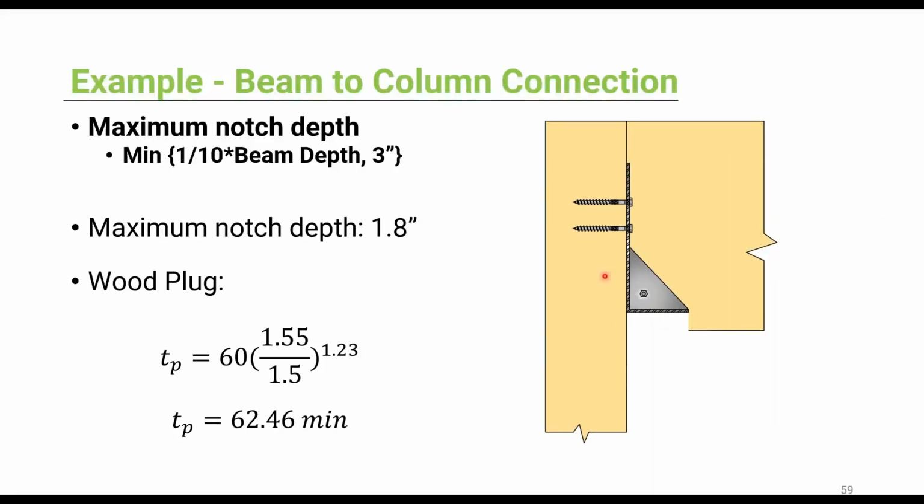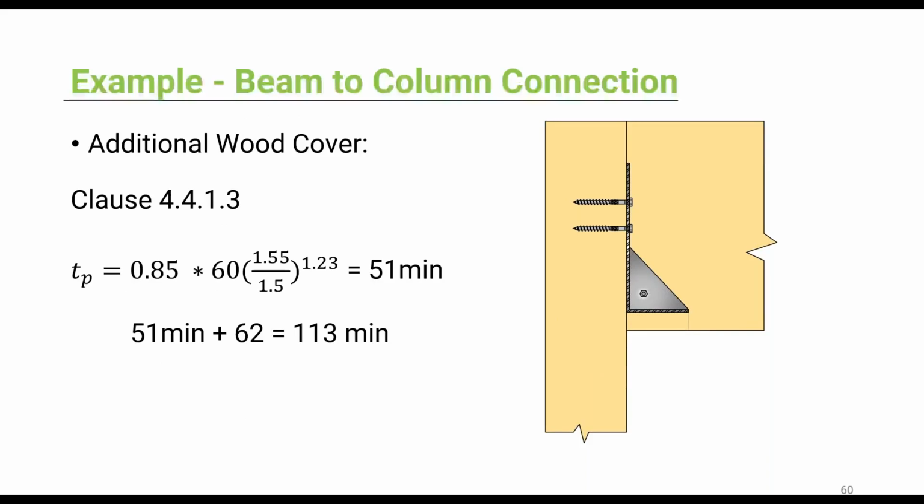So when you place your connector, you need a char cover at the bottom, and that's governed by the notch depth. So the maximum notch depth for this 18 inch deep beam is 1.8 inches. If we provide a wooden plug at the bottom and calculate the time that this wooden plug can handle in a fire, we see that it's about 63 minutes. And that's not enough for our 120 minutes. So we need additional cover at the bottom of the beam.